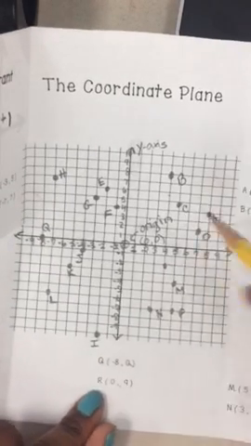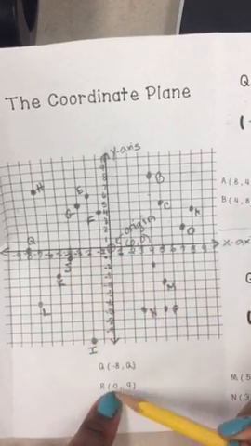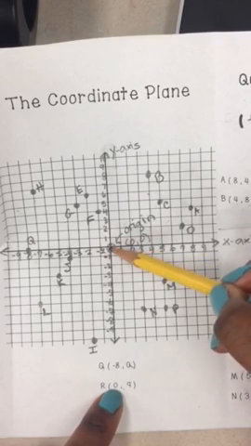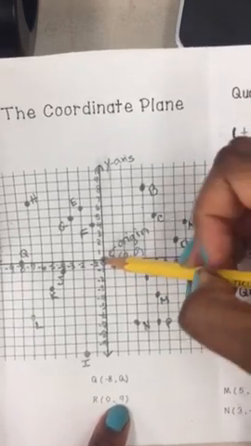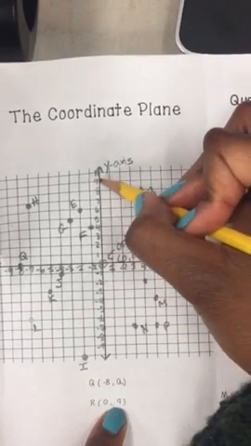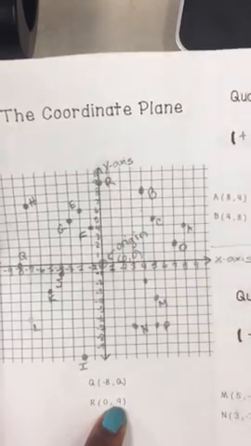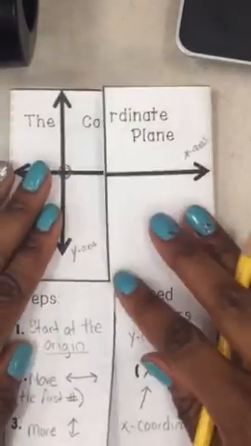Let's look at R. We start at the origin. The X value tells us to go left or right. It's 0. So we're going to stay here. We're not going to go over left or right. It says stay at 0. And now the Y says to go up 9. There is R.